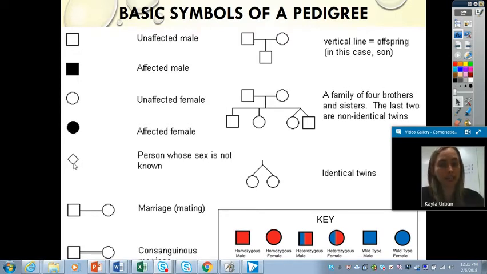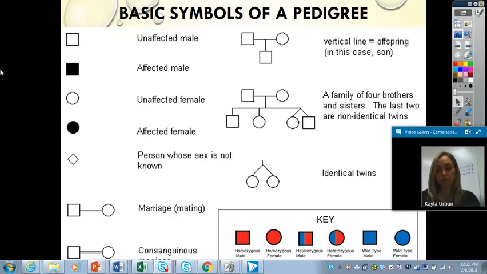We're not going to have any diamonds, which are people whose sex is not known. But if you go back far enough in a family lineage, they just may not have enough information about a specific individual to know what their sex is.